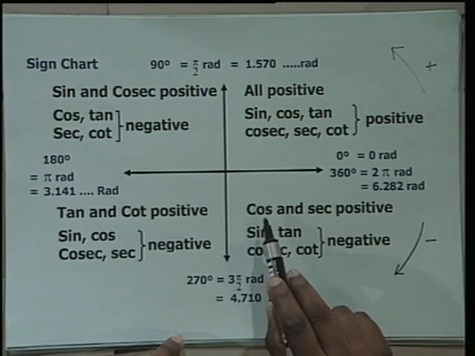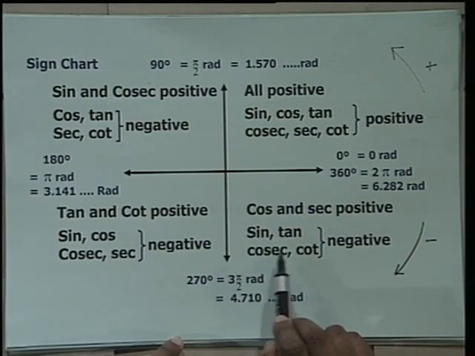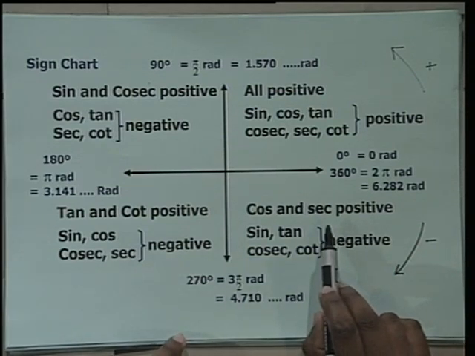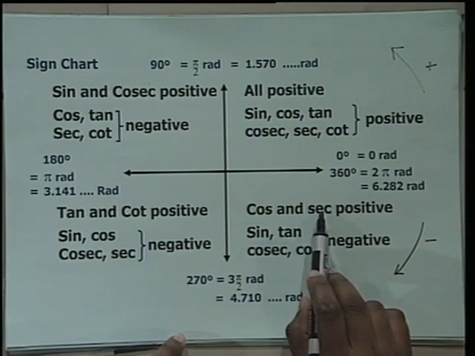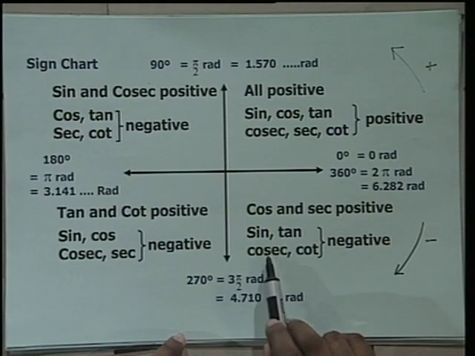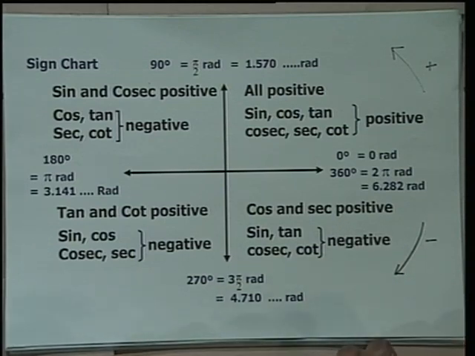300 degrees. Cos of 300 and sec of 300 will be positive, but sine, tan, cosec, and cot of 300 degrees will be negative. In terms of radian, if you take 6 radian, cos and sec of 6 radian will be positive, but sine, tan, cosec, and cot of 6 radian will be negative, because 6 radian is in the fourth quadrant. Now, we'll help you to remember this sign chart.